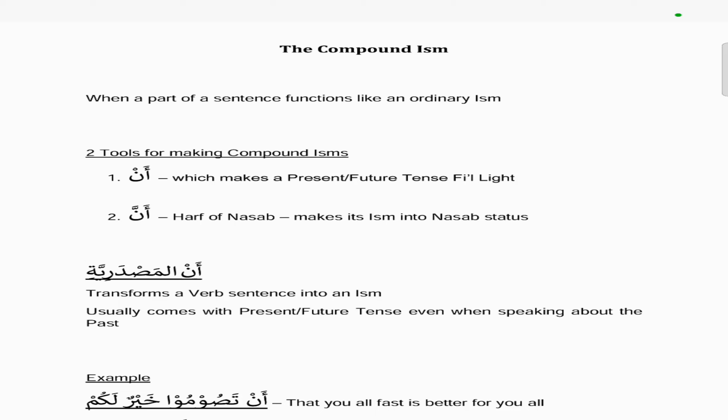So we move on to the next chapter in our curriculum, which is called the compound ism. This is when a part of a sentence functions like an ordinary ism. So there's two tools for making compound isms. The first is using the word an.